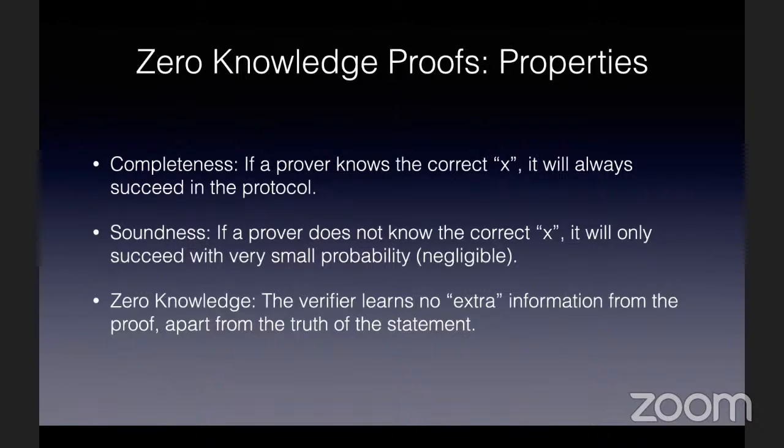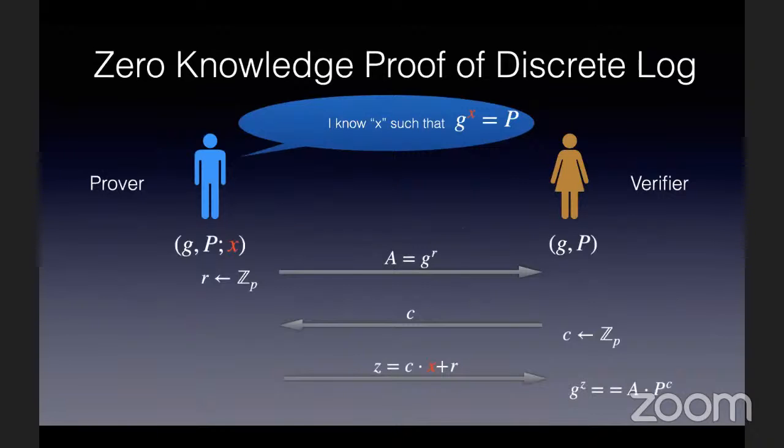So, the zero knowledge proof which we just saw has three properties, in fact, and that is what makes it useful. First is completeness. In the previous case, if a prover knows the correct X, it will always succeed in the protocol. It will always be able to supply this last message Z. Whatever challenge C the verifier sends in the second message, the prover will always be able to reply with the correct Z in the third message if it knows X. If it doesn't know X, then that's a problem. It can't.